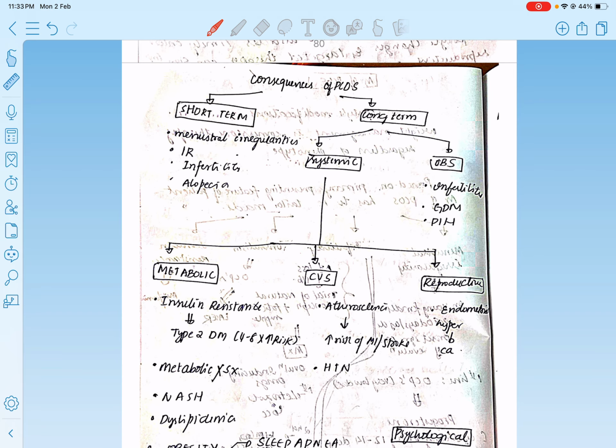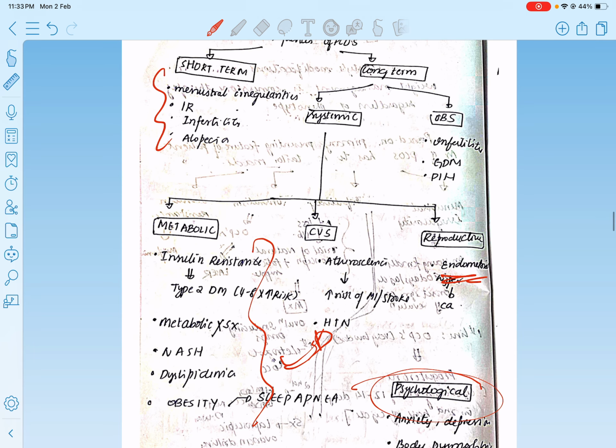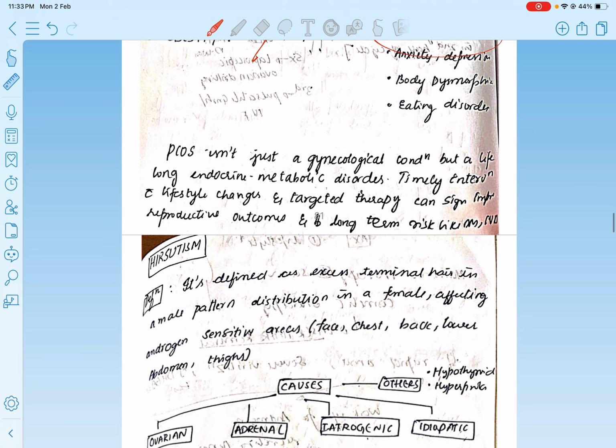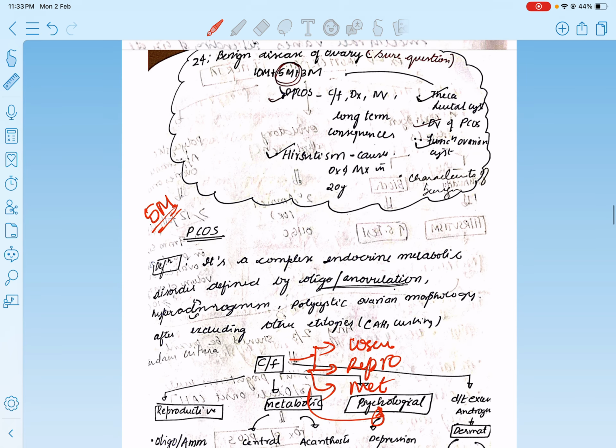Then these are the consequences of PCOS. Basically you need to start with short term and long term. In that you have to divide it into systemic and obstetric and gynaecological. In systemic, we will talk about all the metabolic things, and also CVS, which is linked to metabolic. And reproductive, you will talk about the endometrial part, and also the psychological. Make sure these are the 3 important things in obstetrics which you should know. I'm revising PCOS because I know for a fact this is a 5 marker.